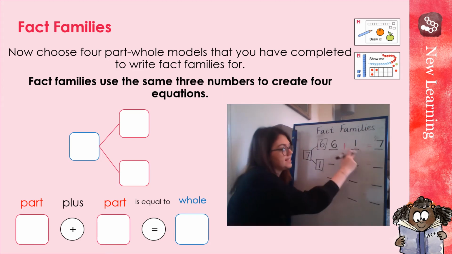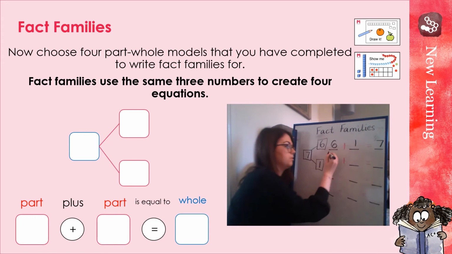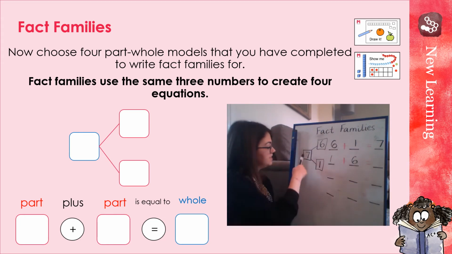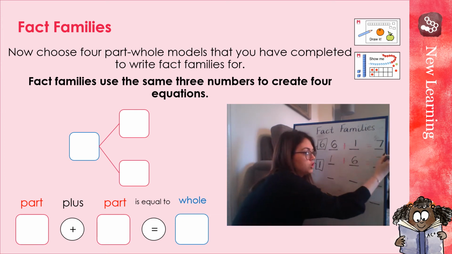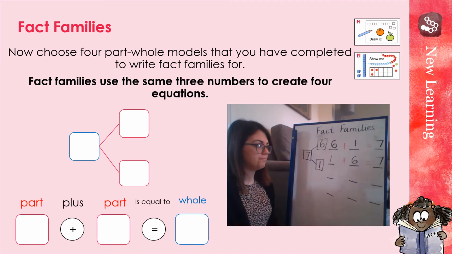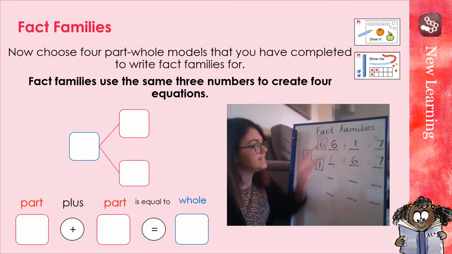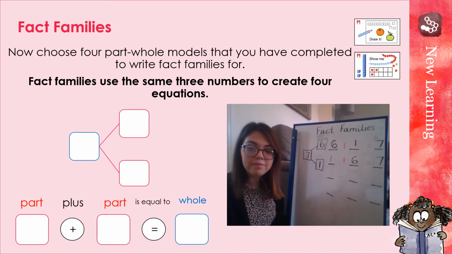So instead of 6 add 1, I could do 1 add 6. And it would still equal 7 because I'm using the same numbers, just swap them round. Okay? So those are my first 2 equations in my fact family. They are my addition equations. Now I'm going to move on to my subtraction equations.